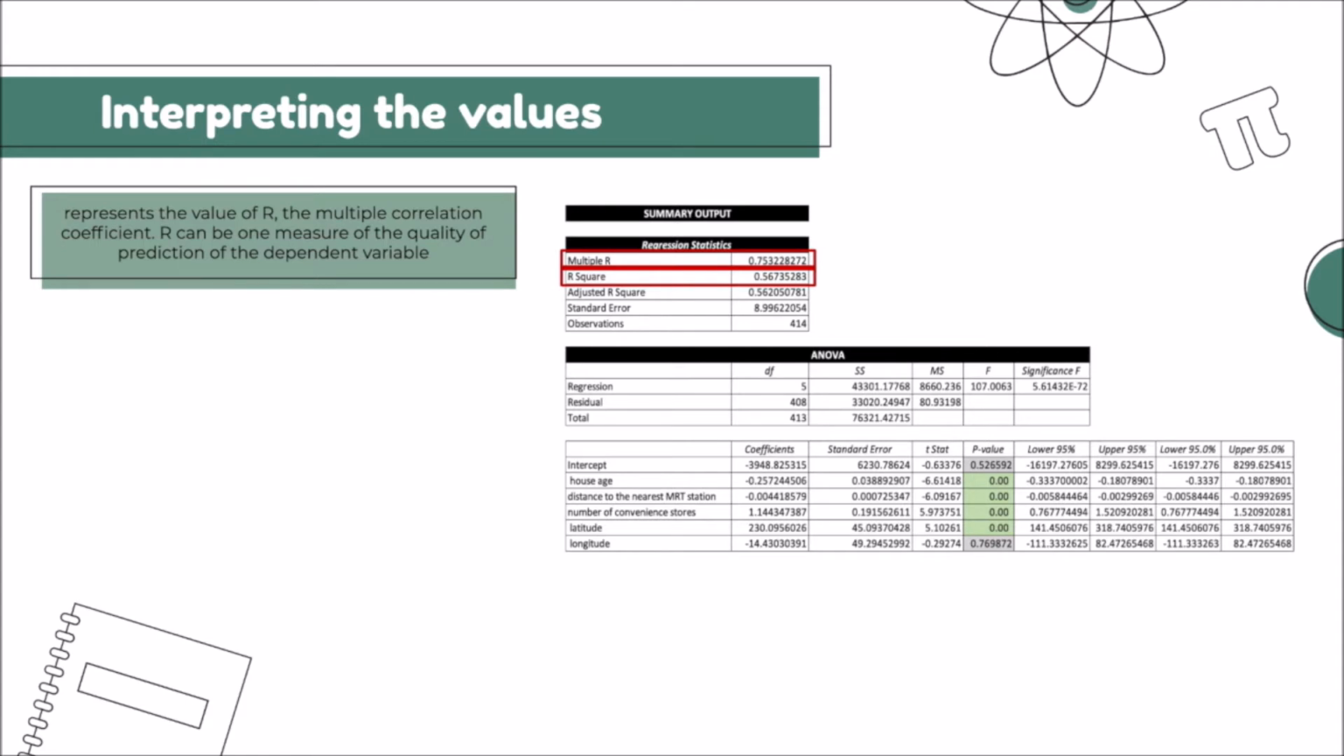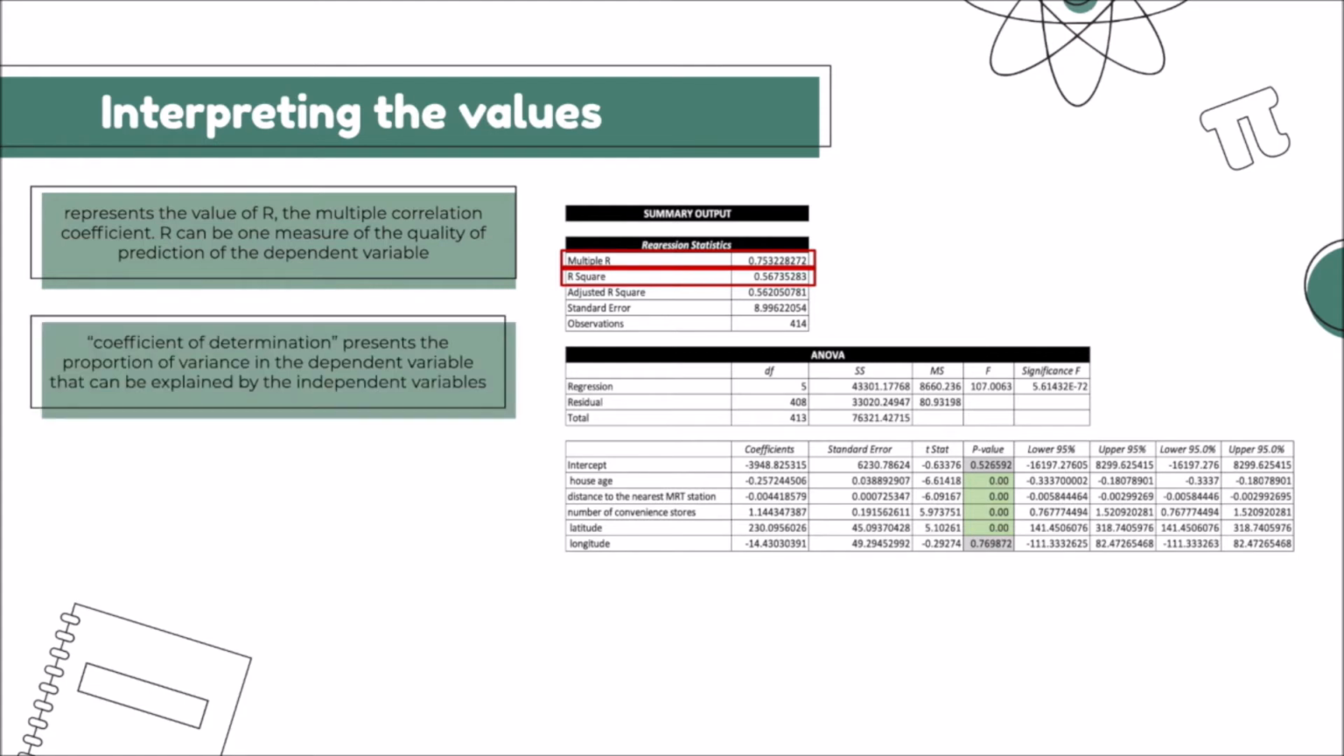Next, we have the R square, which is the coefficient of determination. This presents the proportion of the variance in the dependent variables that can be explained by the independent variables. So given the value, which is 0.56735, we can interpret this such that 56.74% of the house prices is due to the independent variables. Let's move on to the adjusted R square.